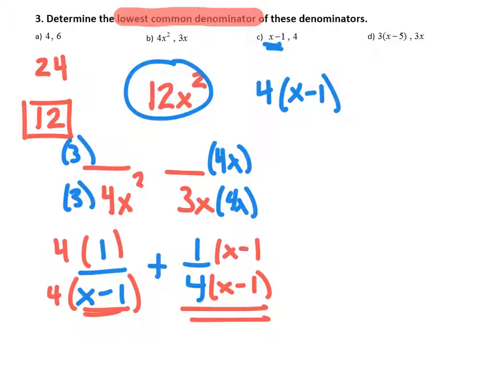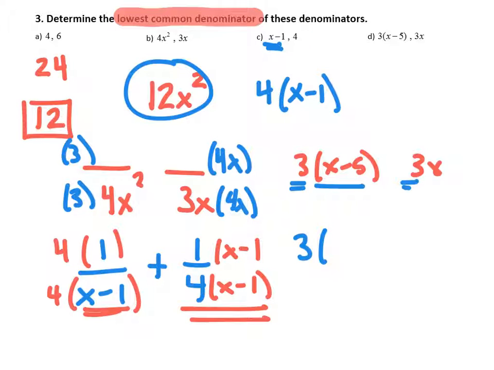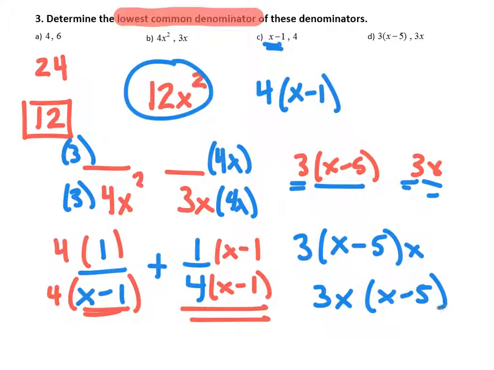In the last case, we see 3x minus 5 on one side and 3x on the other. Now in this case, I see the 3 match up. I need an x minus 5, so I would multiply both sides by an x minus 5. And I also have an x, so I'd need to multiply both sides by x. So I think the lowest, simplest denominator would be this one right here.